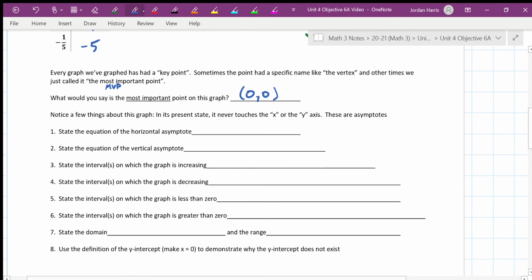So notice a few things about this graph. In its present state, it never touches the x or y axis. These are asymptotes. The equation of the horizontal asymptote is y equals 0. Y equals 0 is the x-axis. The equation of the vertical asymptote is x equals 0. So notice: horizontal is y equals, vertical is x equals.